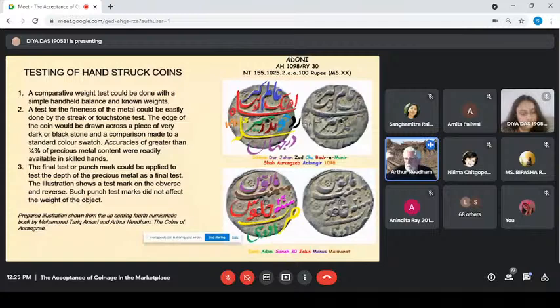A test for fineness could be easily done by a streak or touchstone test. The edge of the coin would be drawn across a piece of dark or black stone and a comparison made to a standard color swatch. Accuracies of greater than 0.25% of precious metal content were readily available in skilled hands. So if you got a coin you didn't know anything about, you could punch it, you could weigh it comparatively, and you could get someone to test it by drawing it across a stone.